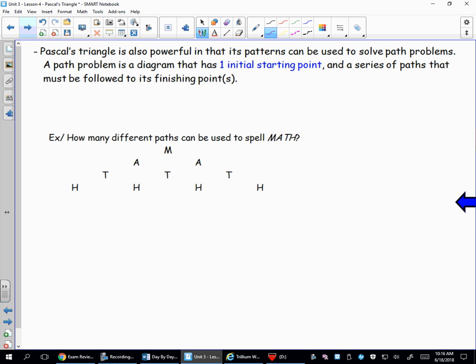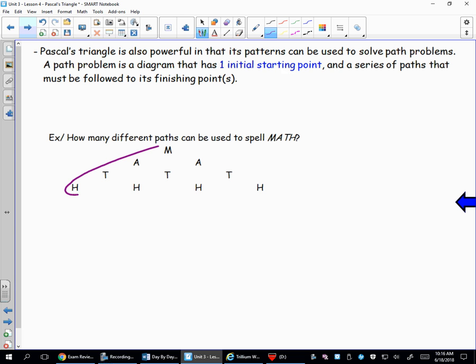All right, now we've got some ideas of the triangle. What can I actually use it for? What kind of problems can we solve with it? Well, the nicest problems that we can solve are ones that are called path problems. Path problems are things that have an initial starting point, you know where you start, and they have an ending point. And we have to follow a specific path from one to the next. So for example, the word math. To spell math, I have to go M-A-T-H. So I have to start M, and I have to go then A, then T, then H.